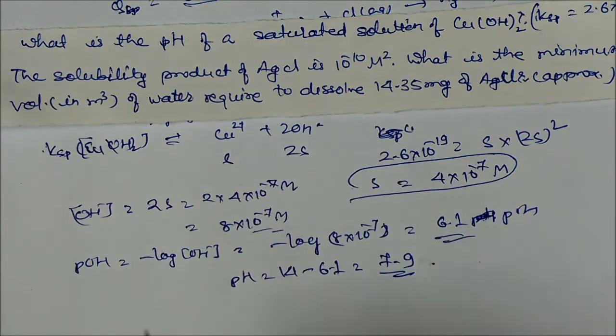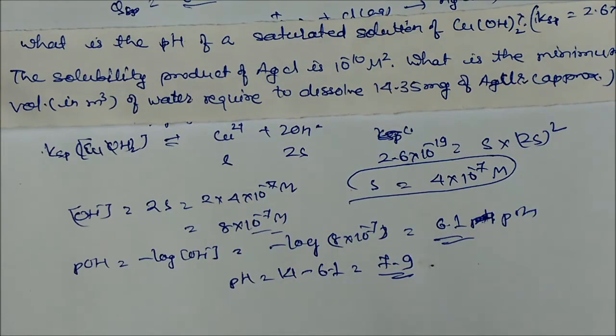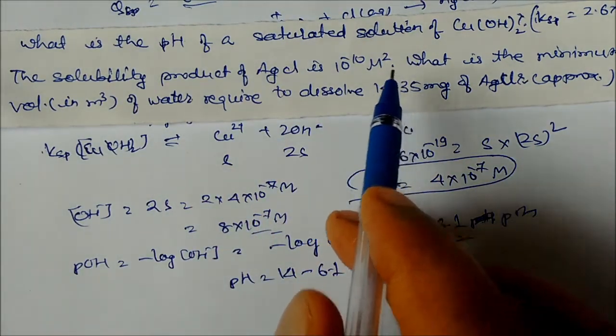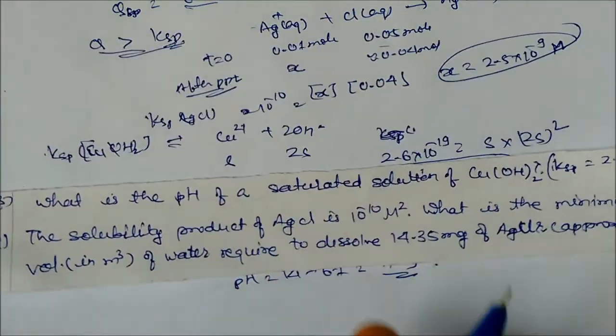Now the next problem: the solubility product of AgCl is given as 10 to the power minus 10 molarity squared. So we will see the problem here.